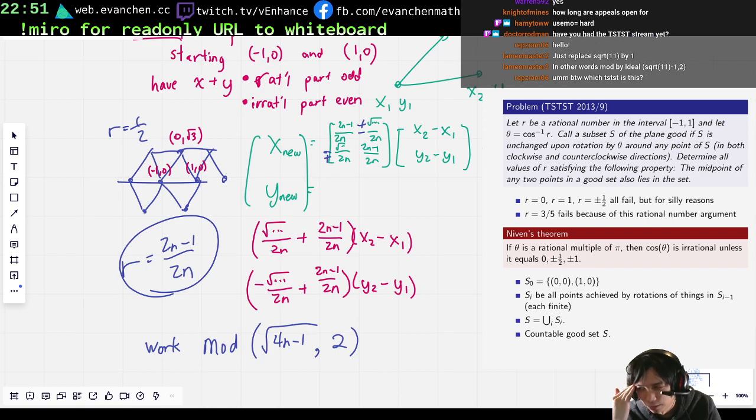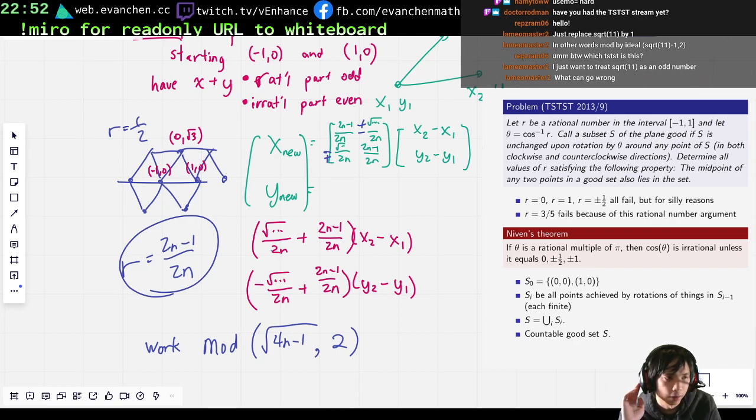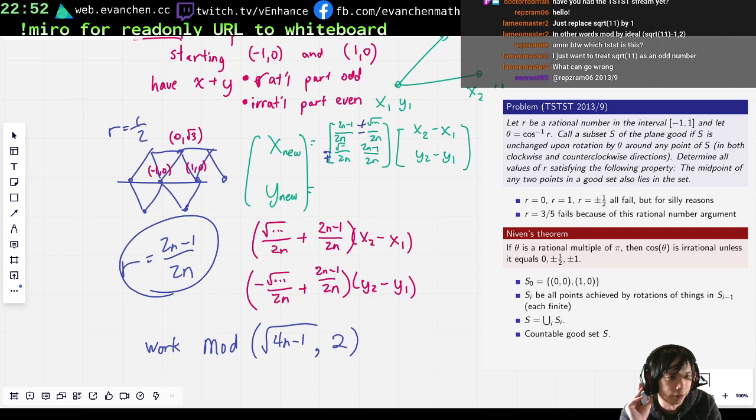Which TSTST is this? 2013, United States. I'm like, even barring that, I feel like that's not the thing that I'm worried about. The thing I'm worried about is the fact there is a 2 in the denominator of the rotation matrix. So it means that, like, you can't divide by 0.